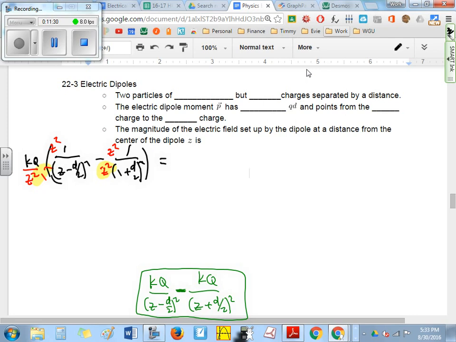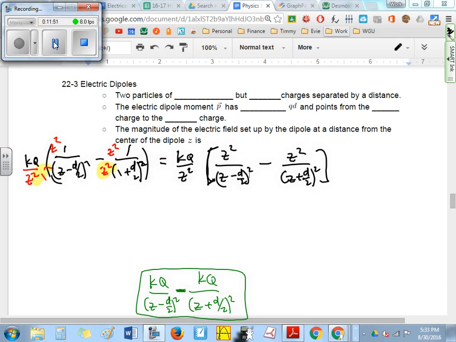Okay, so it's going to be kq over z squared. Then we're going to have z squared over z minus d over 2 squared minus z squared over z plus d over 2 squared, closed bracket. All right, next we're going to combine the fractions together. Actually, I think I'll FOIL out the bottoms first and then combine the fractions together. I'm not going to have enough room if I do it there.